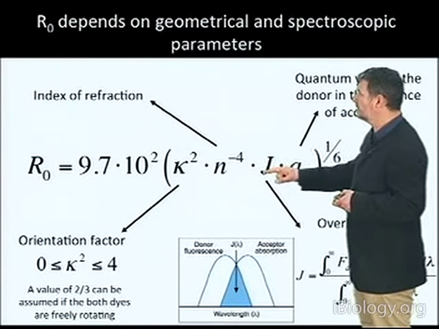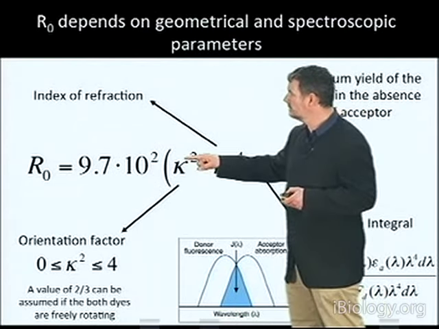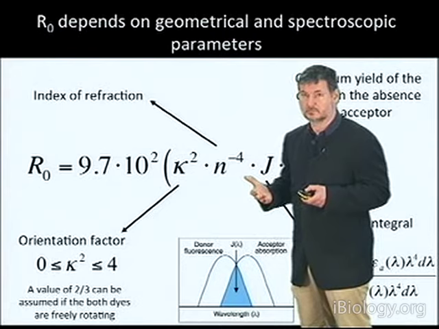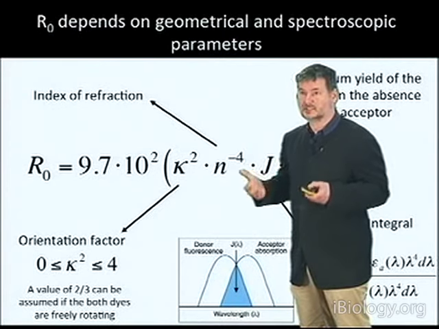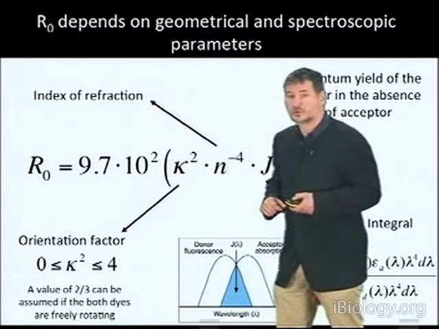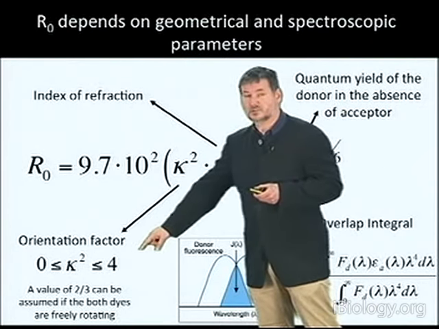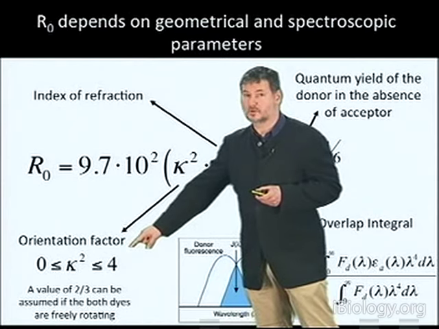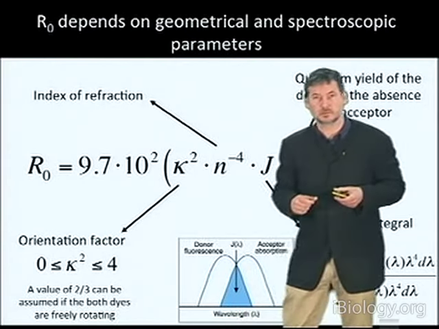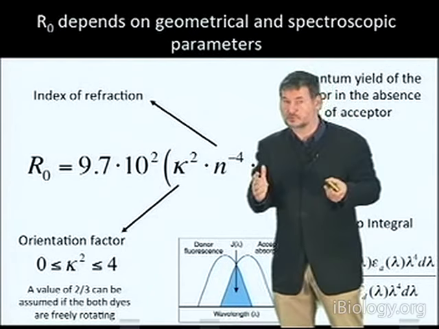So these are the parameters that determine R0. And over here, the first factor, called kappa squared, is a geometric factor that is defined by the orientation of the transition moments, the transition dipoles. When two molecules have the transition moments aligned, the process of transfer becomes very efficient and you have a factor of 4. However, when they're perpendicular, that factor is basically 0. So you can have a situation where two chromophores are extremely proximal, but they're at right angles with the transition moments, so you don't get FRET.